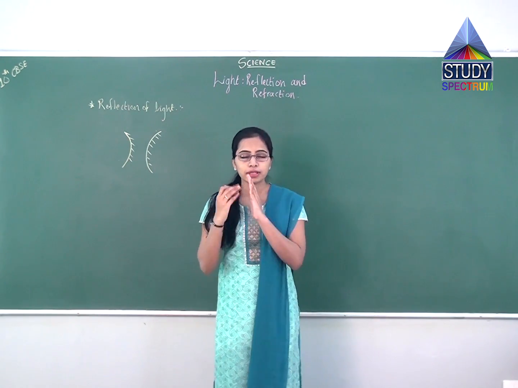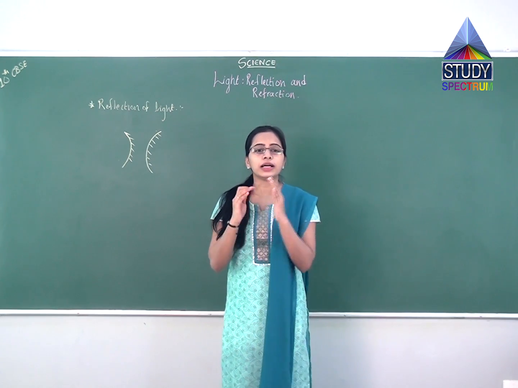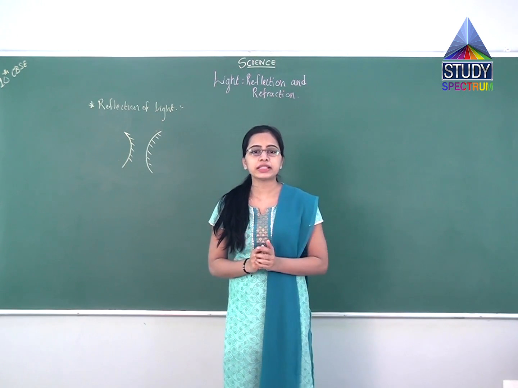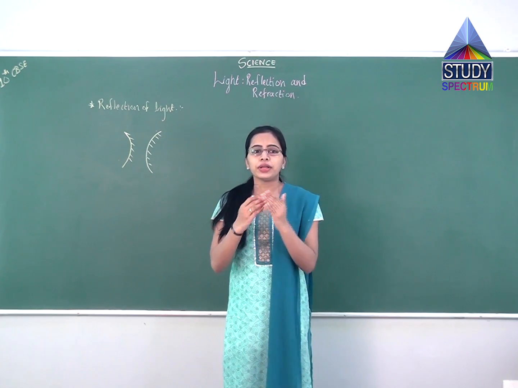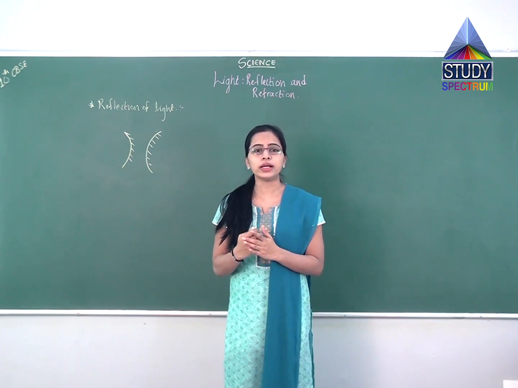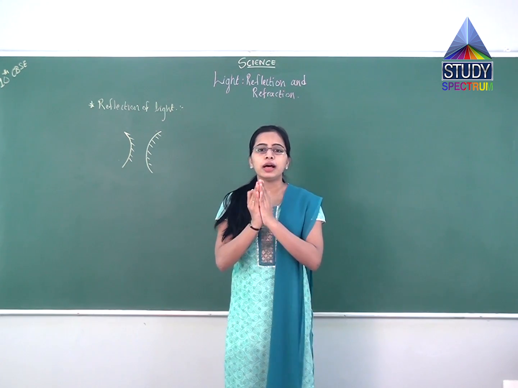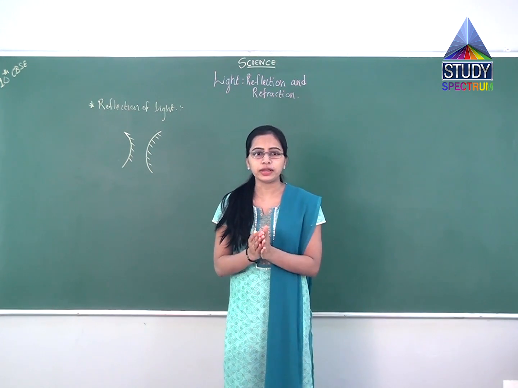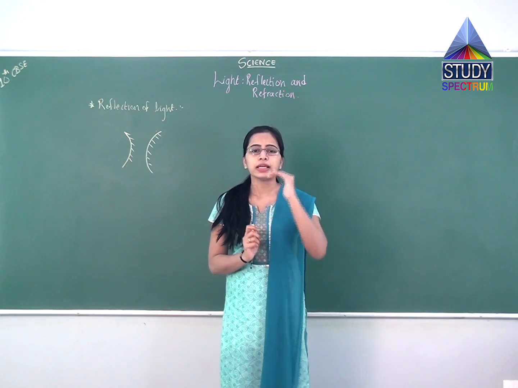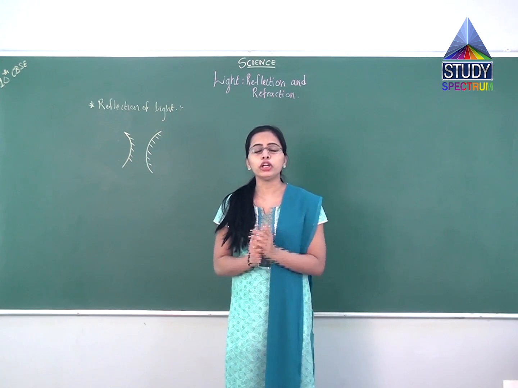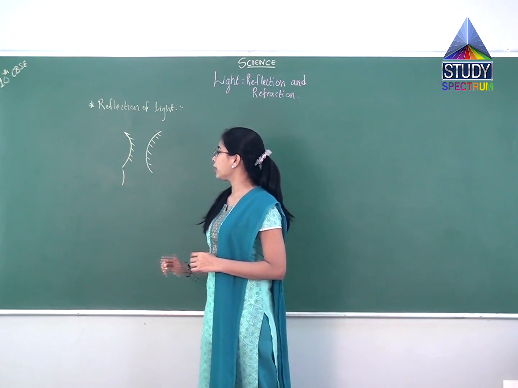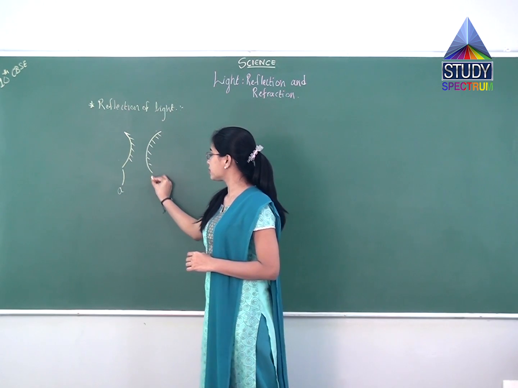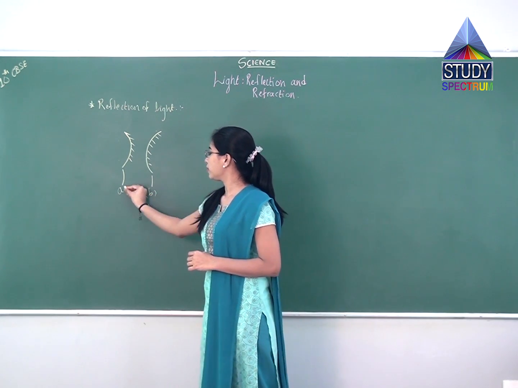Now here I will say it again. A spherical mirror whose reflecting surface is curved inwards, that is, it faces towards the center of the sphere, is called a concave mirror. And similarly, a spherical mirror whose reflecting surface is curved outward is called a convex mirror. So here you have the concave mirror and this is the convex mirror.